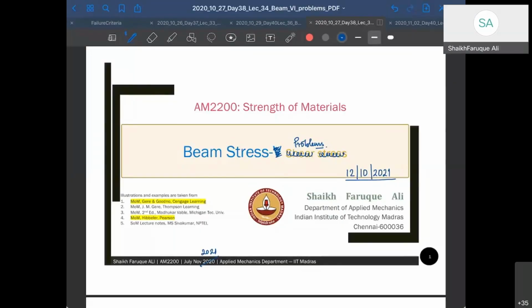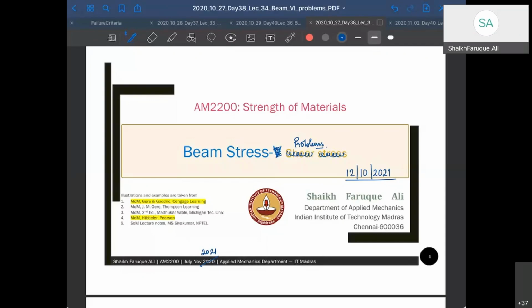The problems that you will get will be of two kinds. As I said, one is analysis, where you will be given the beam properties, the beam geometric properties. You'll be given the load and you'll be asked to find the maximum shear stress and maximum bending stress. So that's one way of looking at the problems.